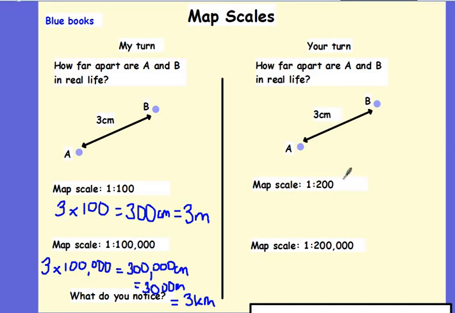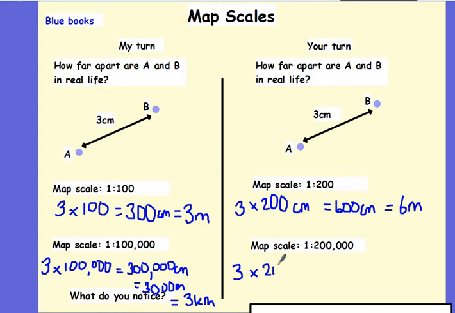Okay, let's go through the answers. The first map scale says that for every 1 of whatever unit we're talking about, it's actually in real life 200 of those units. So I'm looking at 3 lots of 200 centimetres in real life, which is actually 600 centimetres, or 6 metres. The one underneath says 1 to 200,000, so our 3 centimetres is actually 600,000 centimetres. And we previously said that for every 100,000 centimetres, that's actually 1 kilometre. So if I've got 600,000 centimetres, that's going to be 6 kilometres.